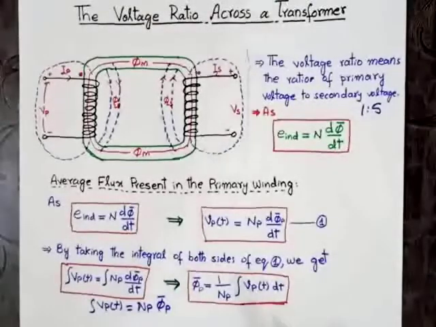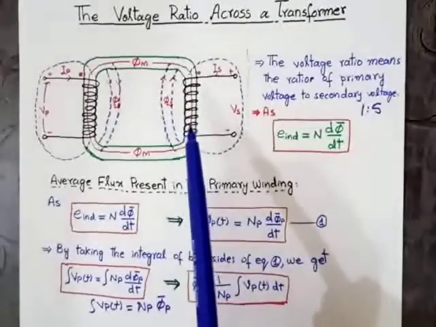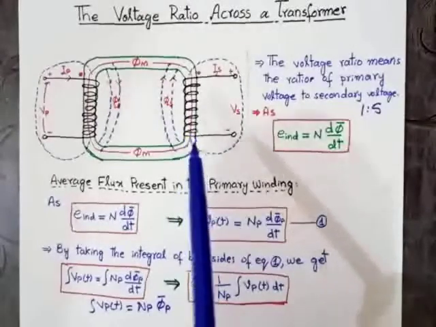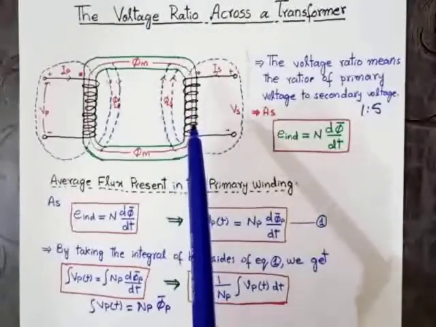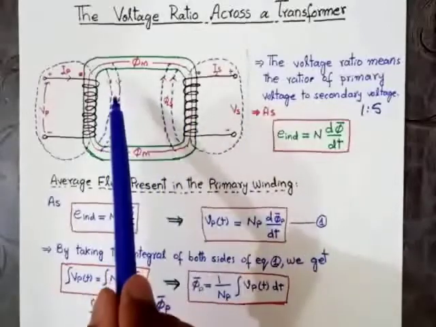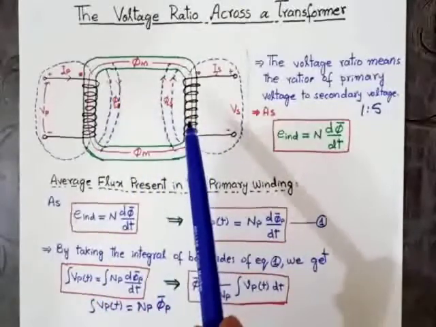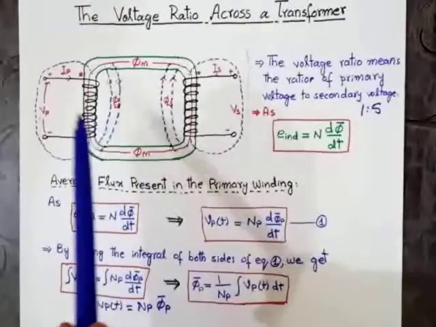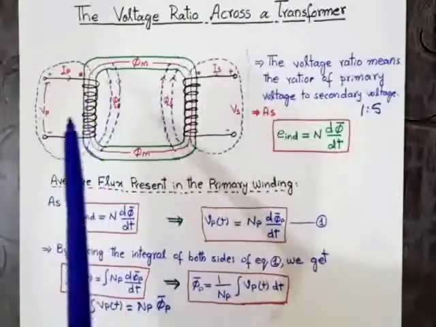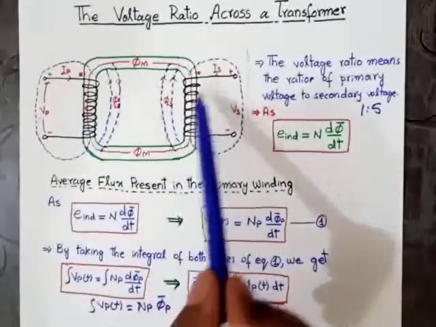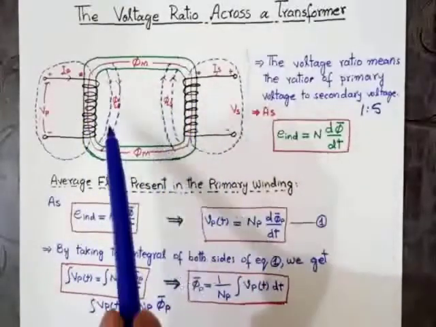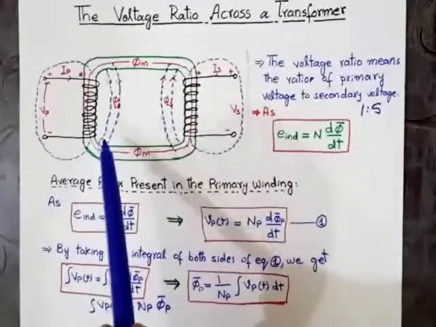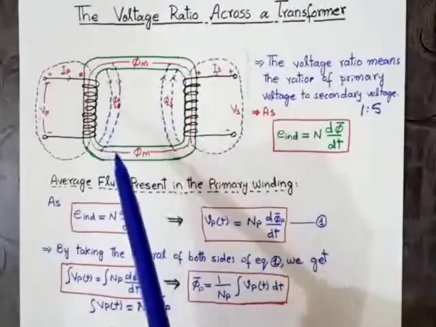Now the question is, what effect does it have on the secondary coil of the transformer? In a real transformer, as we have already discussed, not all the flux produced in the primary coil also passes through the secondary coil. There is some leakage flux, as you can see in this diagram.